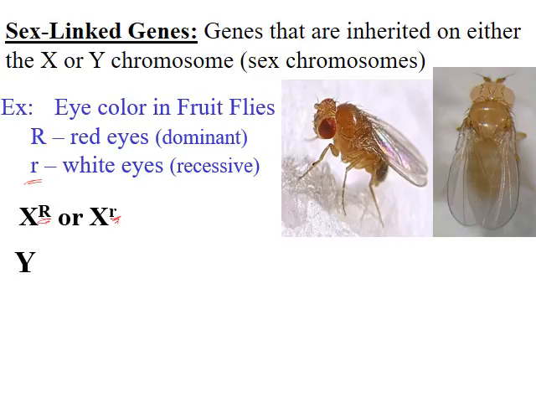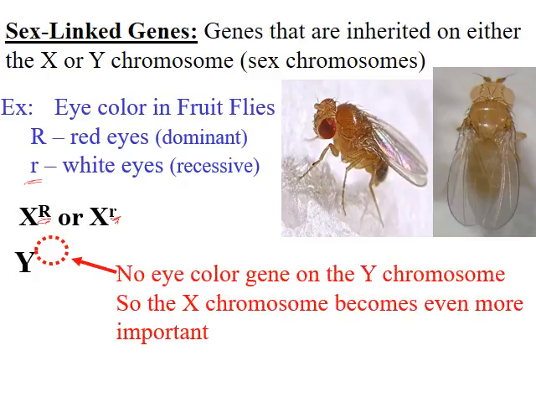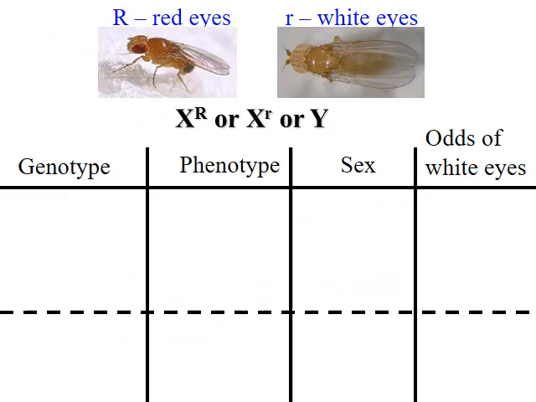But when it comes to the Y chromosome, the DNA is missing. It's not there. There's no allele either way. It's not dominant, it's not recessive, it's just non-existent. The DNA doesn't exist. So because there's no eye color gene on the Y chromosome, the X chromosome up here becomes the determining factor on what color of eyes the fruit fly will have.